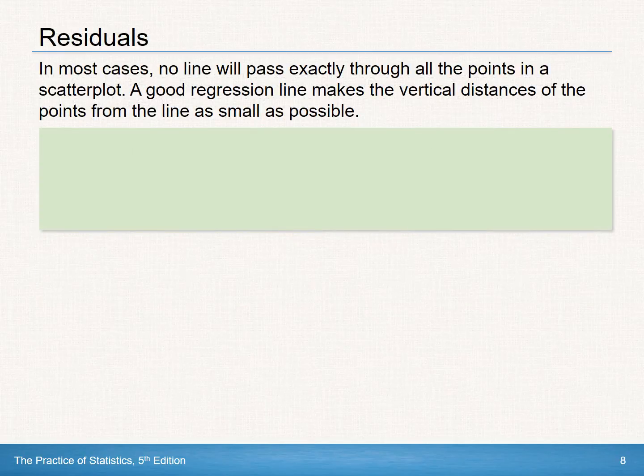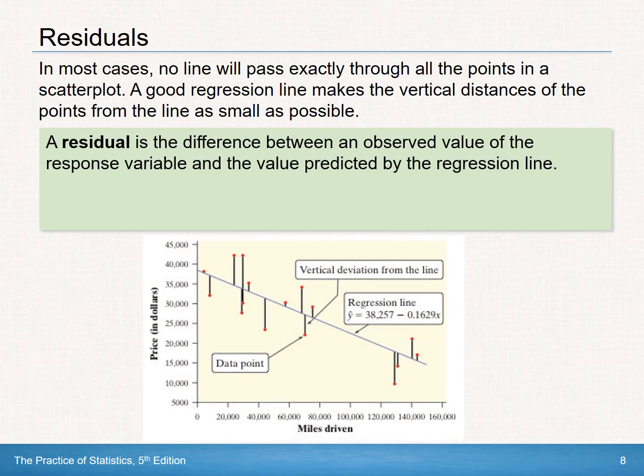And then finally, residuals. In most cases, no line will pass exactly through all the points in the scatter plot. A good regression line makes the vertical distances of the points from the line as small as possible. A residual is the difference between an observed value of the response variable and the value predicted from the regression line. So if you look at our scatter plot again, we have all of our points.